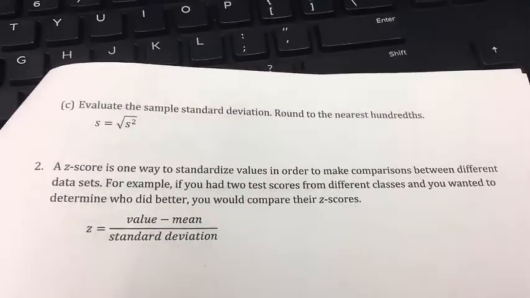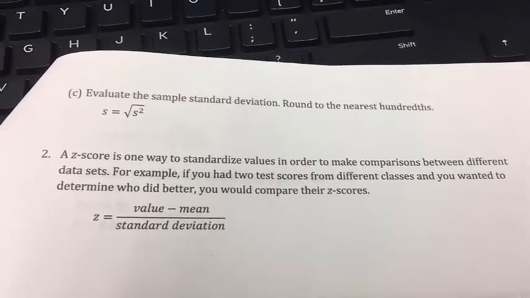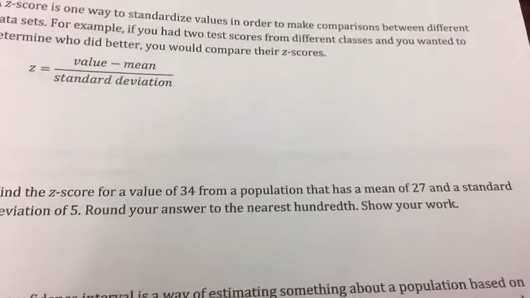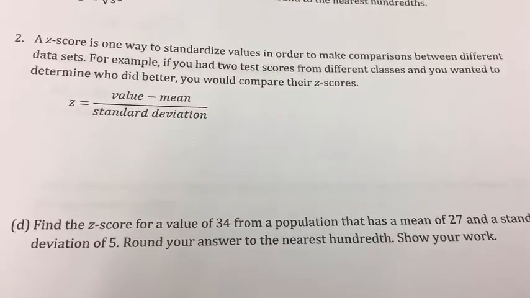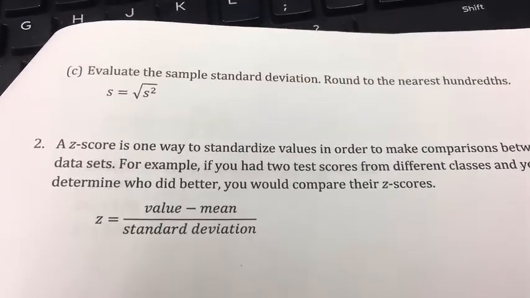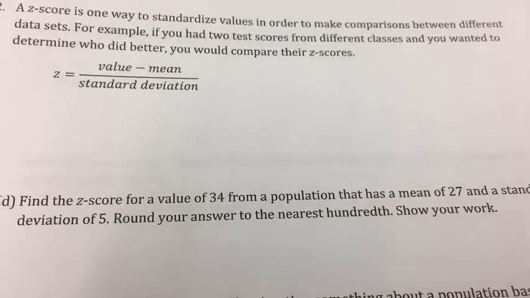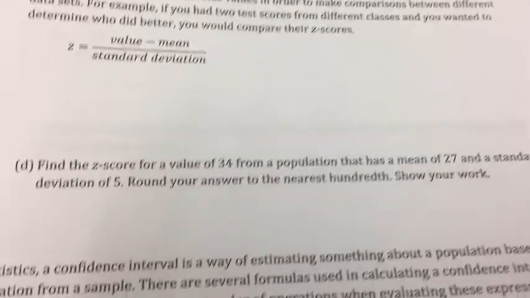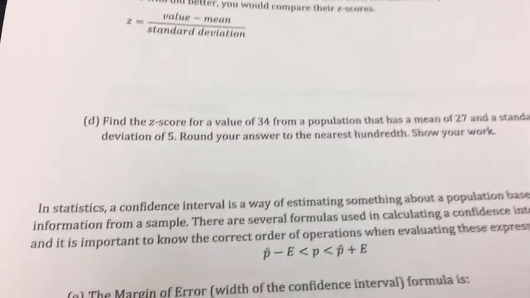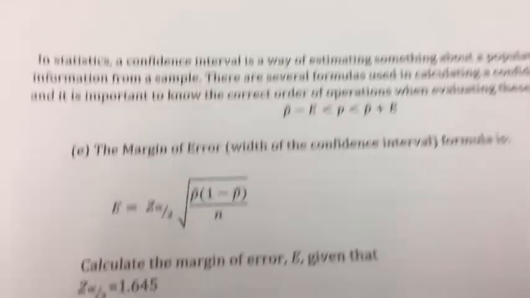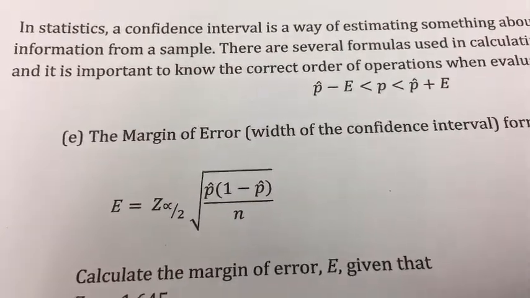Also, they're going to give you another formula. It's called the z-score formula. They're going to give you some values to plug in. They're going to give you a value minus the mean over the standard deviation. They want you to plug those numbers in and work that, so you can do that for part D. And then they're going to give you another formula here. This is called the margin of error.